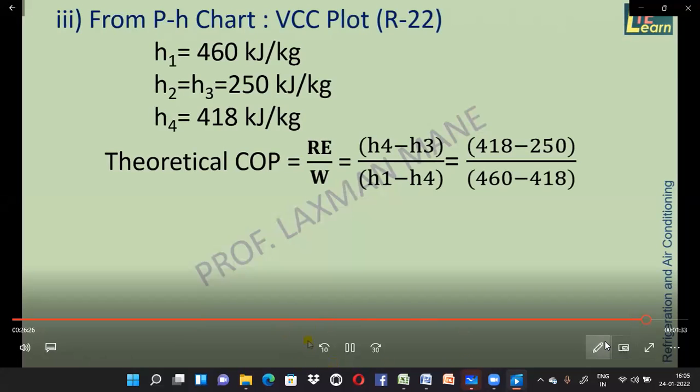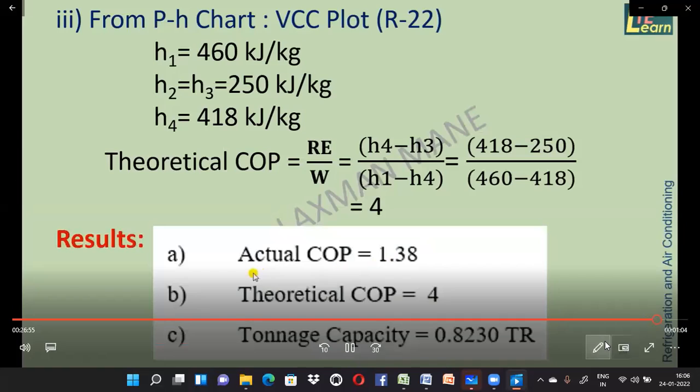formula of theoretical COP is ratio of refrigerating effect to the compressor work. Refrigerating effect for this chart plot is difference between H4 and H3. Compressor work is a difference between H1 and H4. So putting the values which are here obtained from the observation table in the formulae. So we find theoretical COP. Finally, we enlist the results in that actual COP, theoretical COP, and tonnage capacity.